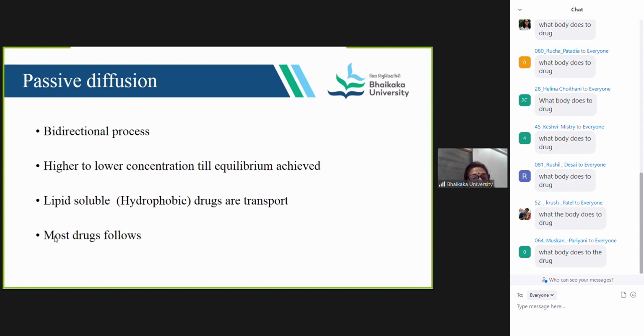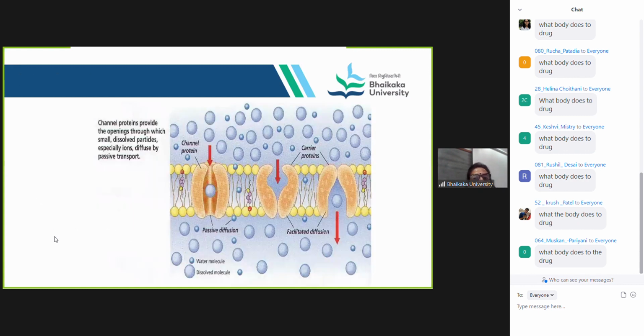What is the importance here, or the clinical significance? All lipid soluble drugs transport via passive diffusion. There is another term which is used for lipid soluble, that is hydrophobic. Most of the drugs transport via passive diffusion. So the significance that you all have to remember is that most of the drugs transport via passive diffusion, and most of the lipid soluble drugs follow this mechanism.